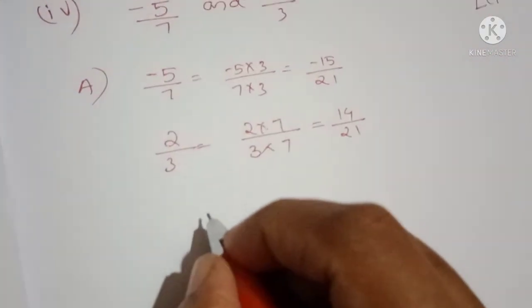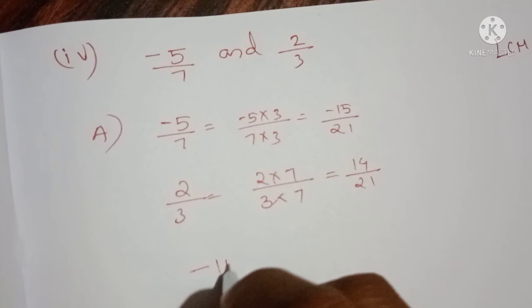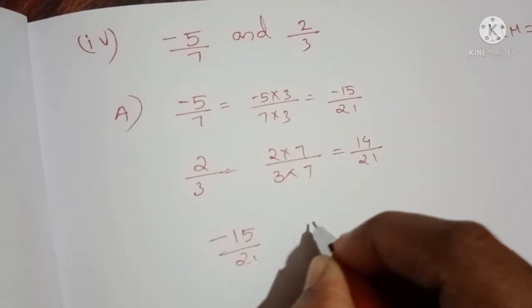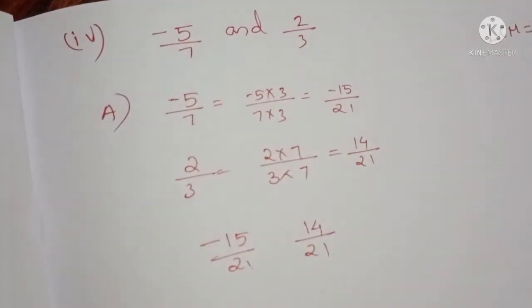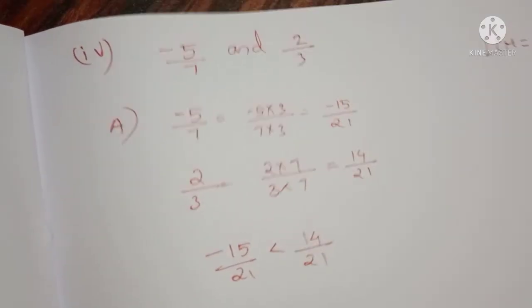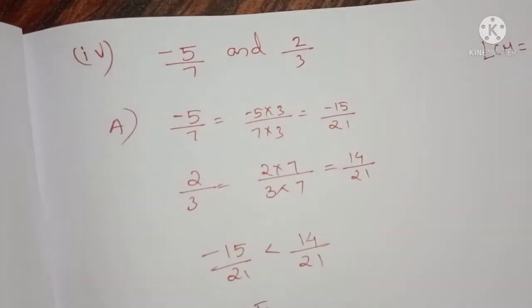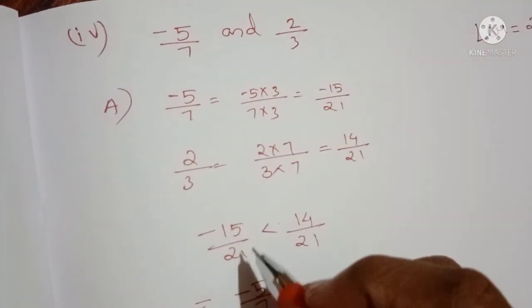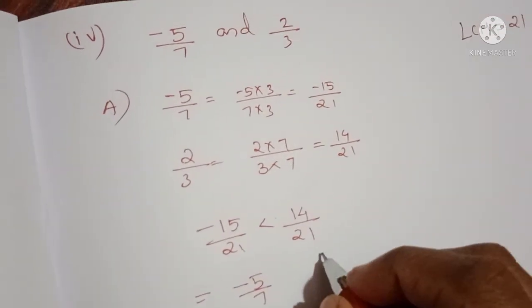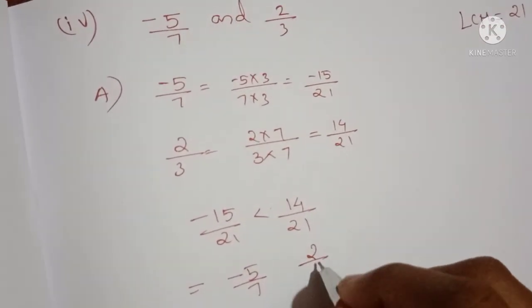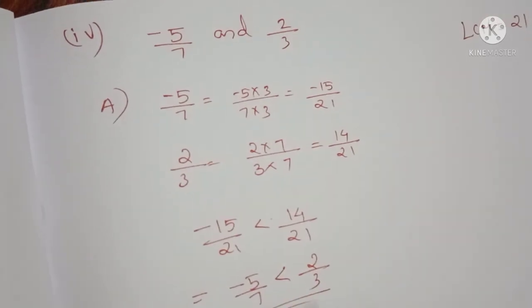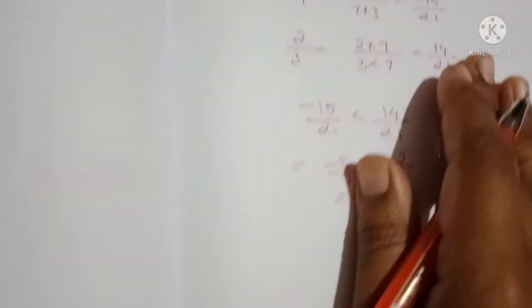So which is greater, minus 15 by 21 or 14 by 21? Can you say? Yes, 14 by 21. Our question has minus 15 by 21 representing minus 5 by 7 and 14 by 21 representing 2 by 3. So 2 by 3 is greater than minus 5 by 7.